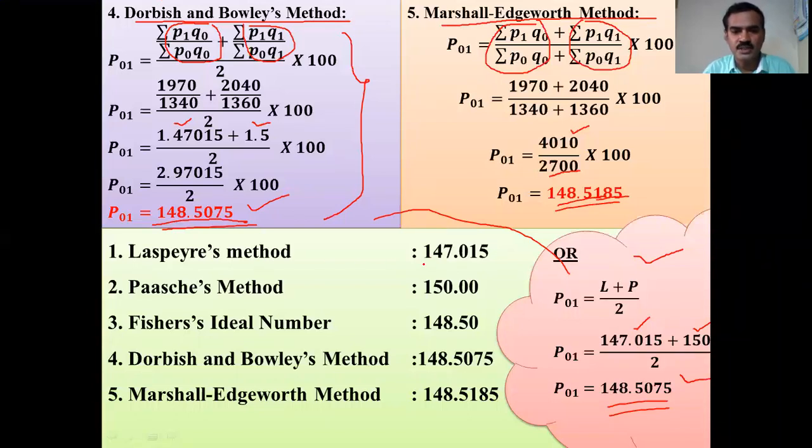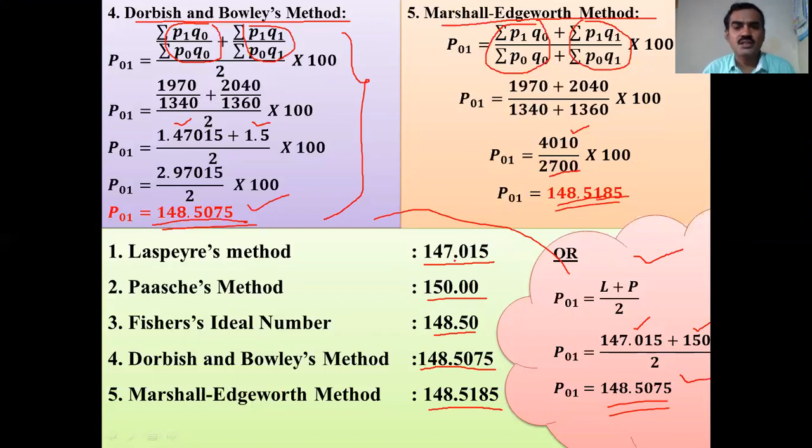Here I have used all the values that I have taken. Laspeyres method 147.015, Paasche method 150, Fisher's ideal index number 148.5, Drobisch-Bowley method 148.5075, Marshall-Edgeworth method 148.5185. This is the answer for the question.